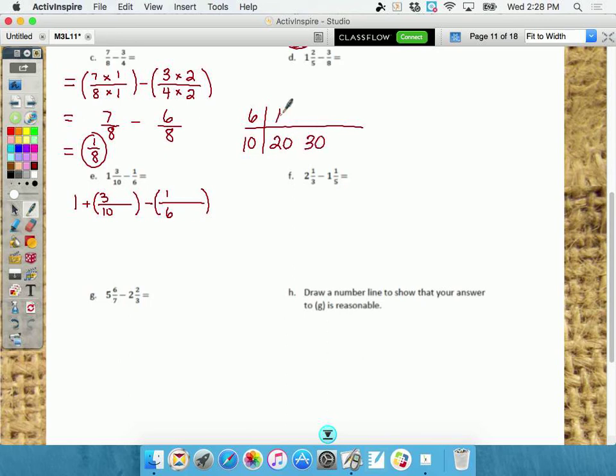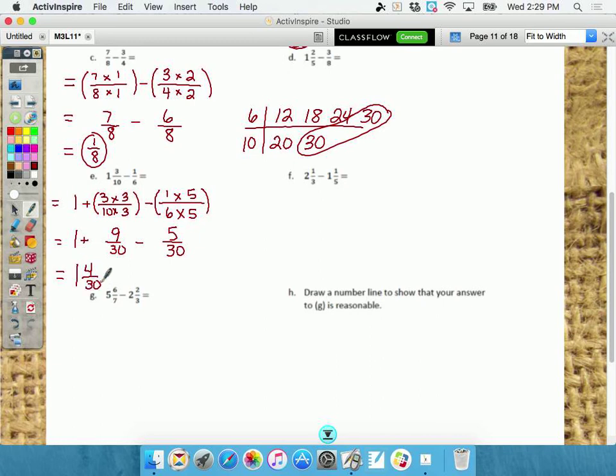Does 6 divide into 30? Yes. Okay, so 30 is the answer here. Don't forget to bring your 1 down. You'll add 1 to your answer. Hopefully I don't make any mistakes this time. So 9 minus 5 is 4.